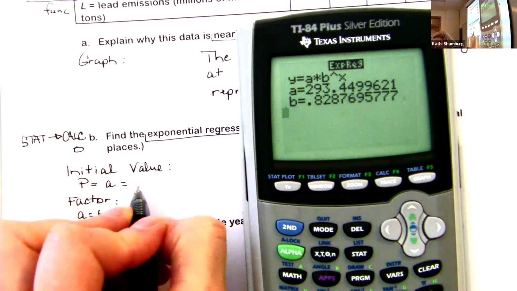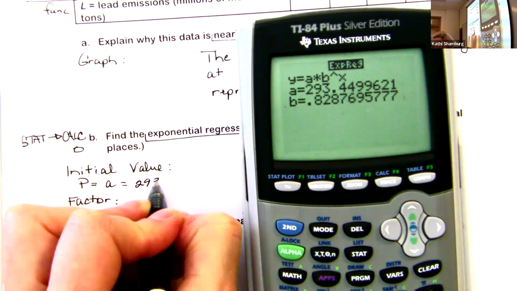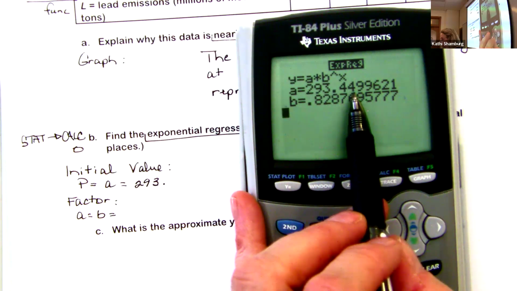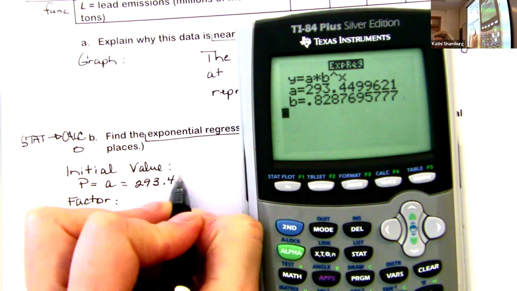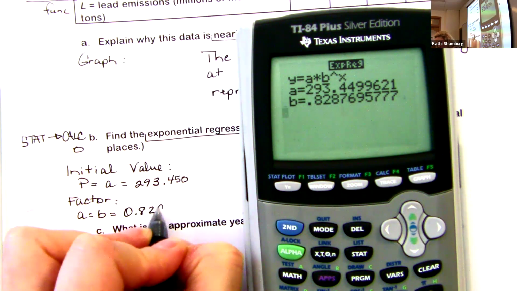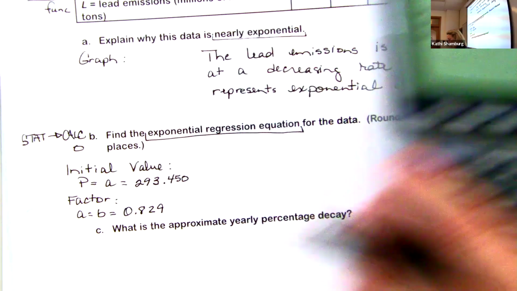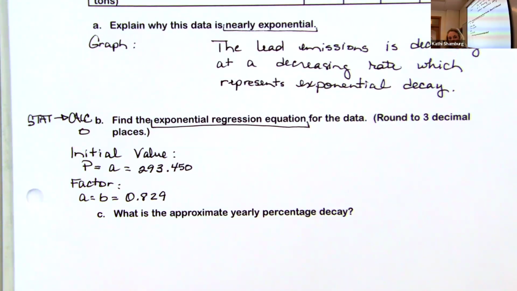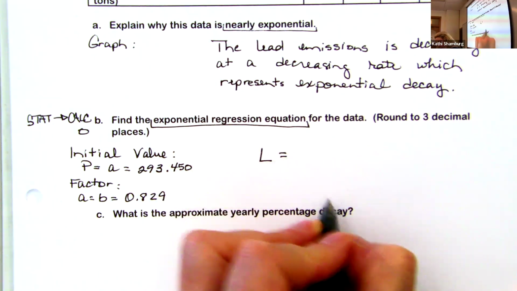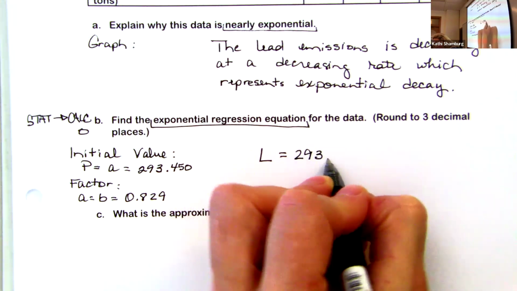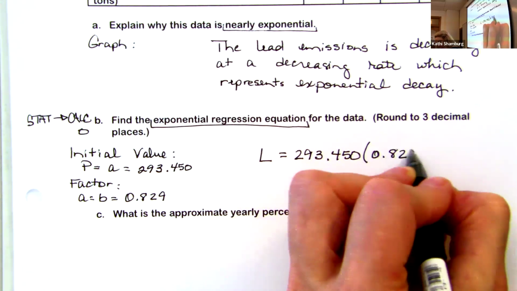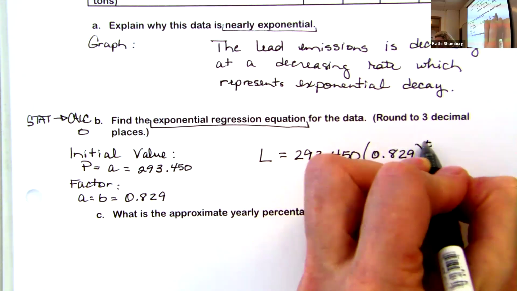All right, so we get 293 point, now it'd be 4, and this 9 will round up to a 10, which is going to push this to a 5. So 293.450, and then 0.829. So my function is L, initial value 293.450, my factor 0.829, raised to the variable t.